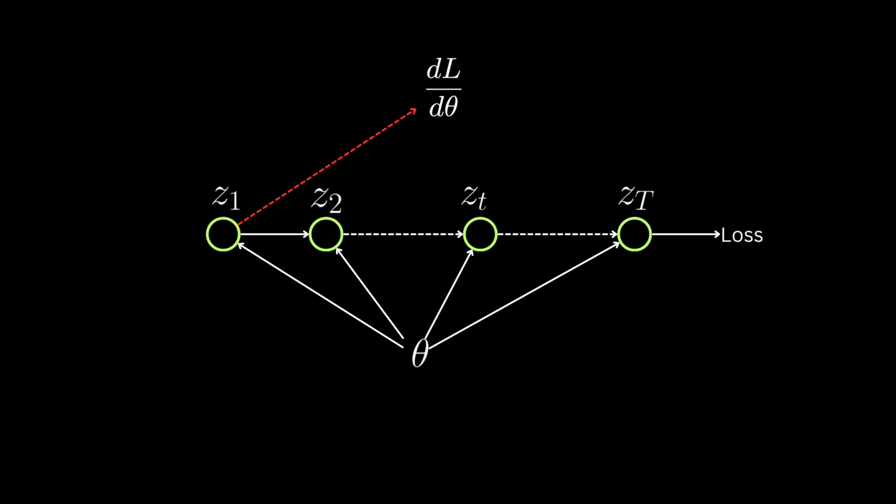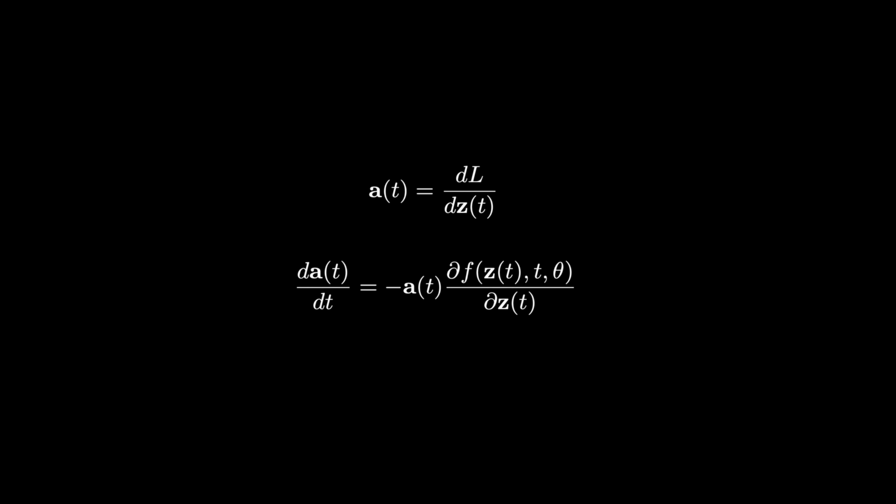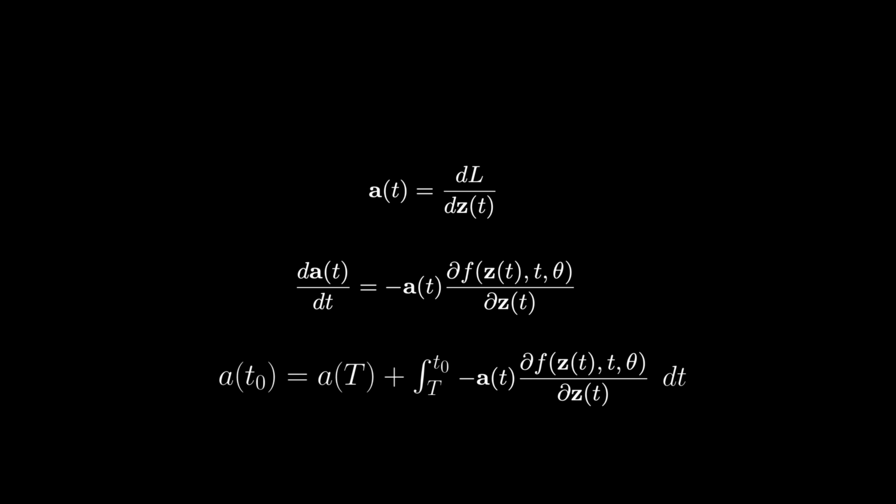The adjoint at a given time t is essentially the sensitivity of loss to the state at that time. For the final state z of capital T, we get this as its adjoint. The authors show that this adjoint state evolves according to its own ODE. So just like the forward trajectory, we can also integrate this adjoint ODE backwards in time from t equals capital T to 0, recovering how the loss depends on all earlier states without having to store all the state information.